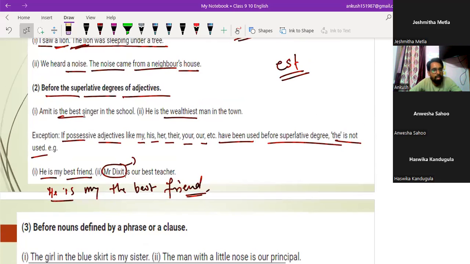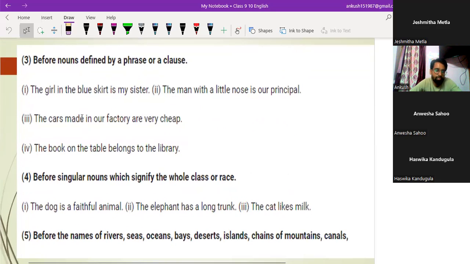So the second rule is telling you that whenever the superlative degree is used, the article the is used over there. Got it? But if a possessive pronoun or adjective is used before the superlative form of an adjective, then the is not used. Got it? Third point is before nouns defined by a phrase or a clause.